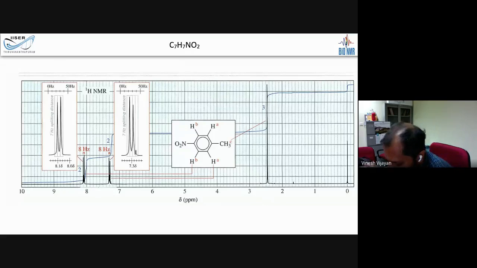What you can see, this is an example to give you the difference in chemical shift that you see in the aromatic region. So you see already that it is between 7 and 8. That means it can be an aromatic system.